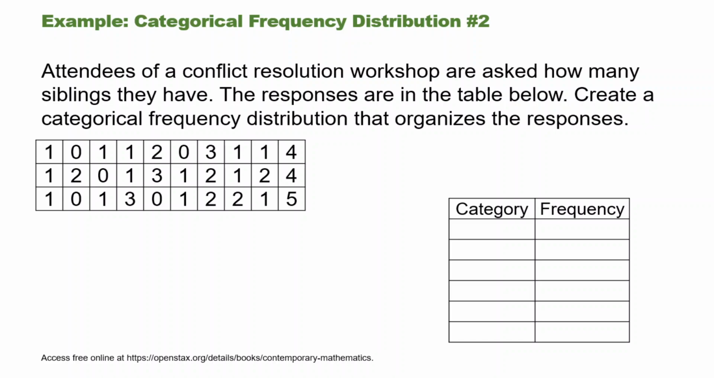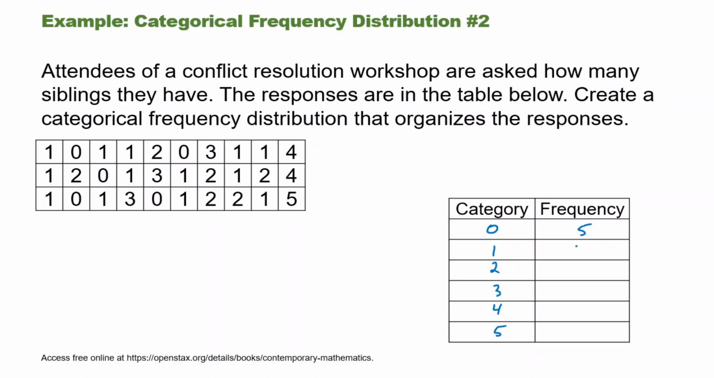So as we look at this table, we see that there are a number of responses ranging from 0 up to 5. And so we will make a table with a first column of category and a second column of frequency. And the first category is 0, the next is 1, then 2, then 3, then 4, and then 5. Now if we count how many zeros, how many no sibling instances occur, there are 5 zeros in our table of data.